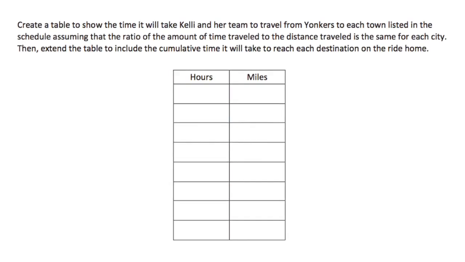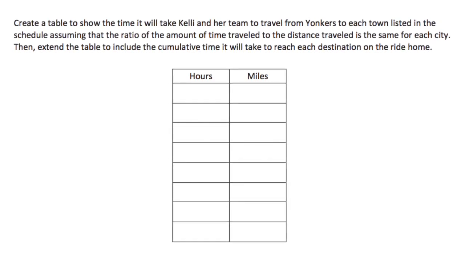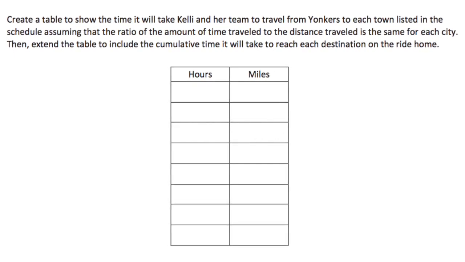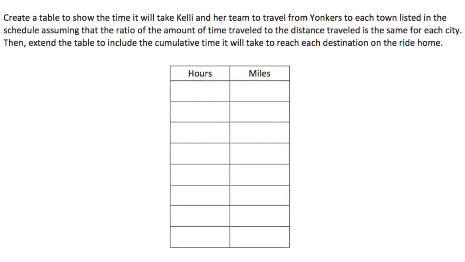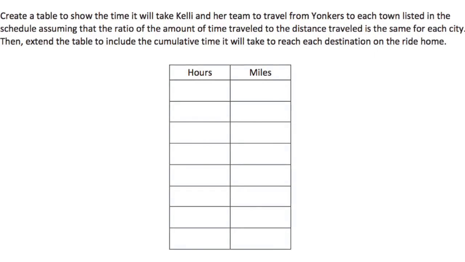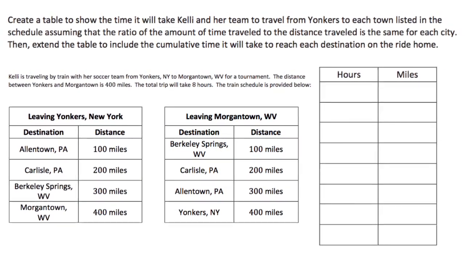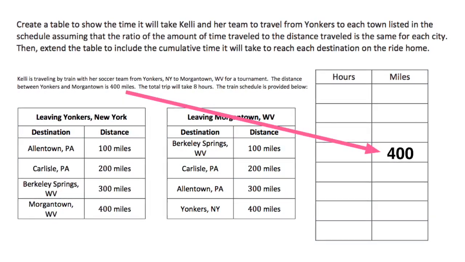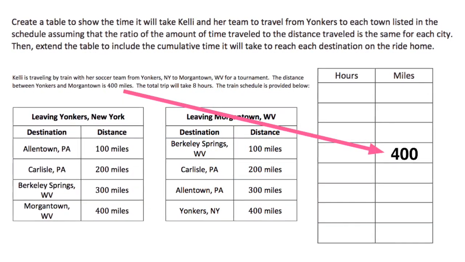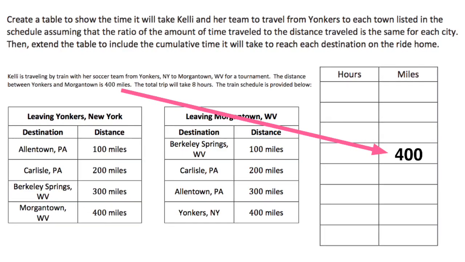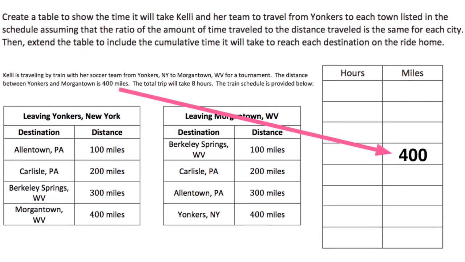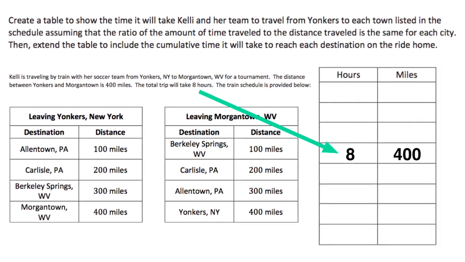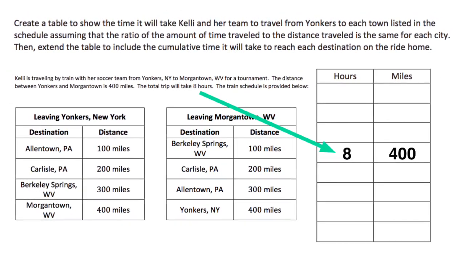We are now asked to create a table to show the time that it will take Kelly and her team to travel from Yonkers to each of the towns listed on the schedule, assuming that the ratio remains the same. Okay, how are we going to do this? What information should we put first? Well, if we are told that the distance between Yonkers and Morgantown is 400 miles, then we can definitely put that in first. And if we know that from Yonkers to Morgantown is a total of 8 hours, then we can plug that in.